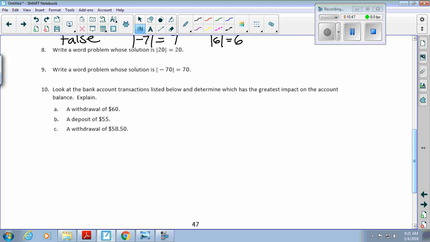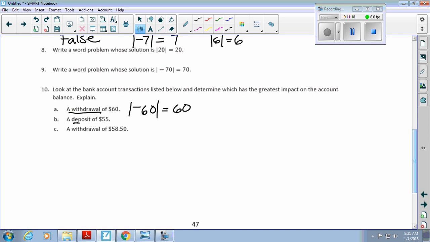10, look at the bank account transactions listed below and determine which has the greatest impact on the account balance. Explain. So when you see the word withdrawal in a bank account, what does that mean? Money's going in or out? Out. So that's going to be what type of number? Negative. Very good. So -60. If we're looking at the impact of that on the account, it's going to affect the account by how much money? 60, yep.